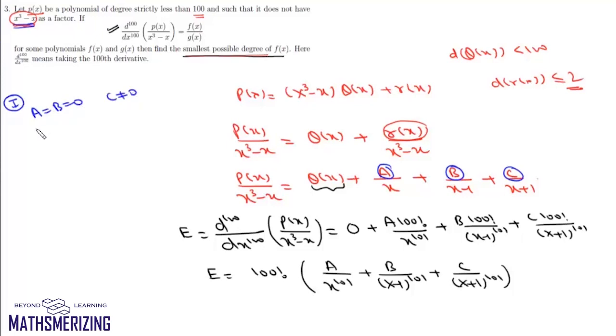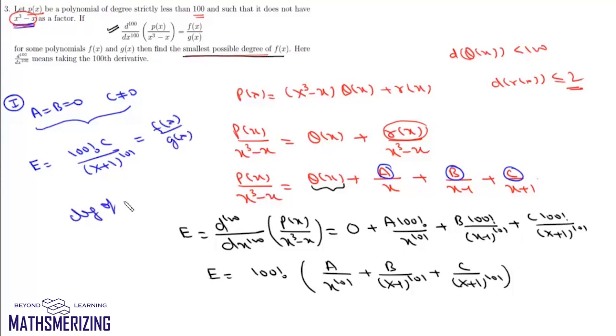So one of the cases could be when a and b are 0 and c is unequal to 0. Then we can write this E as factorial 100 into c upon (x plus 1) to the power 101. Now we'll write it in the form f(x) upon g(x). In that case, the degree of f(x) will simply be 0.